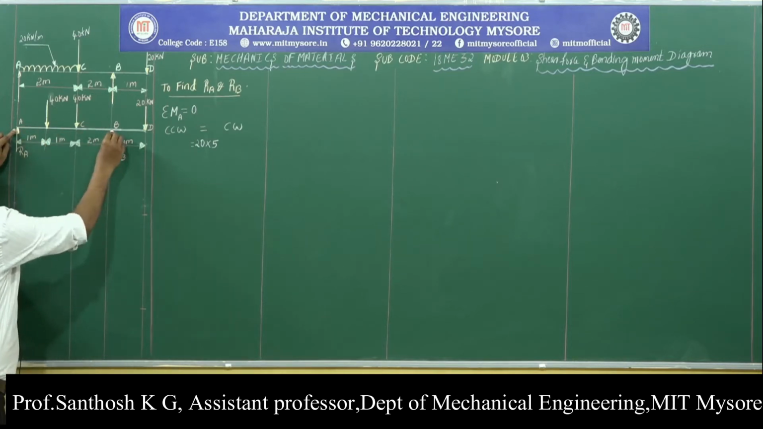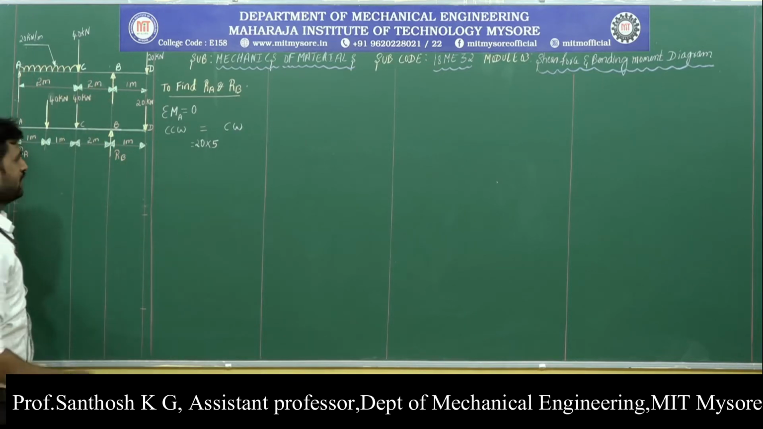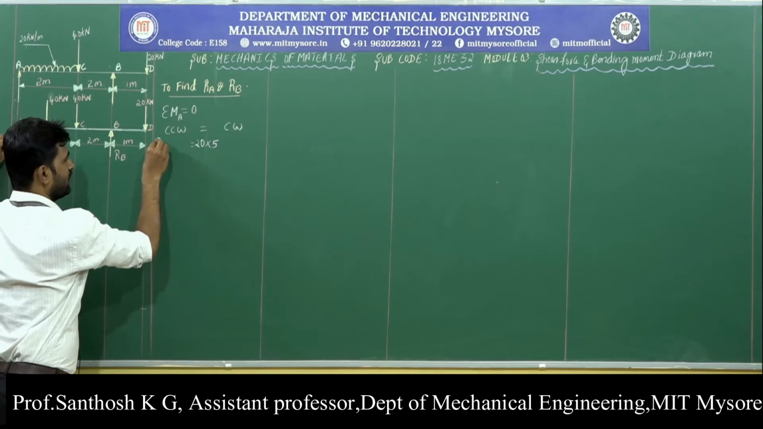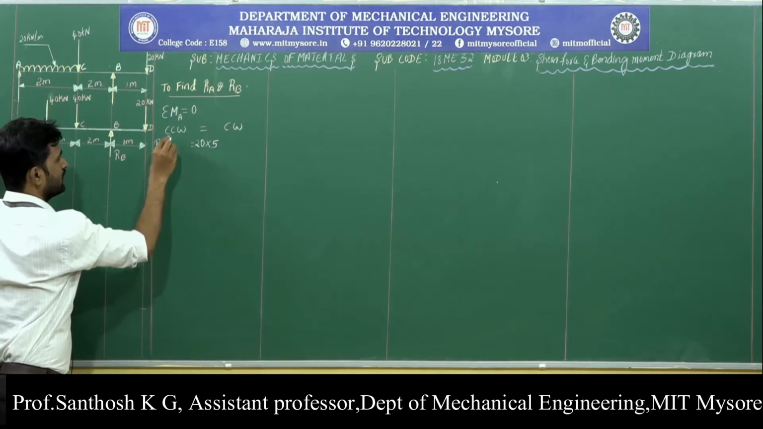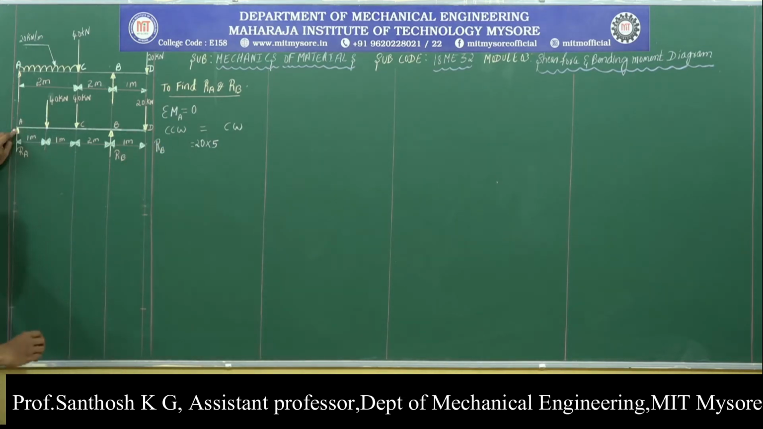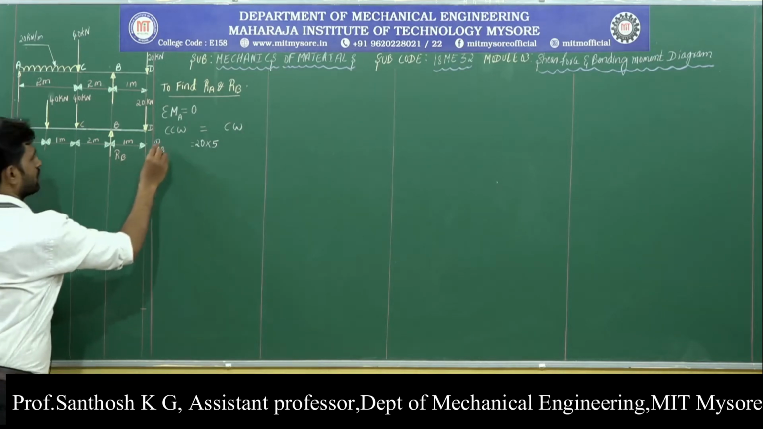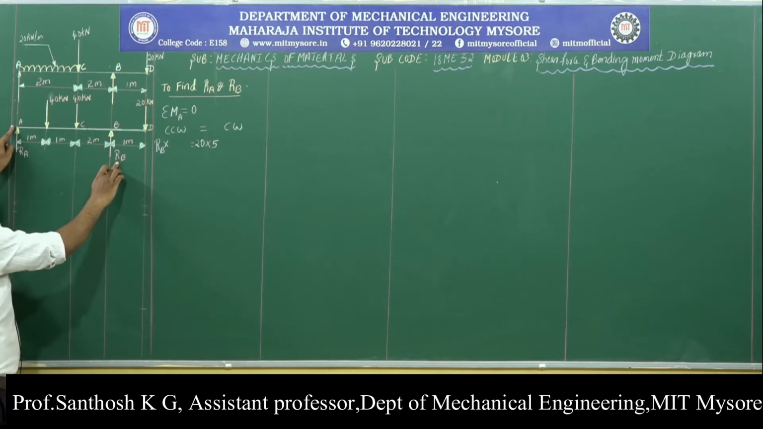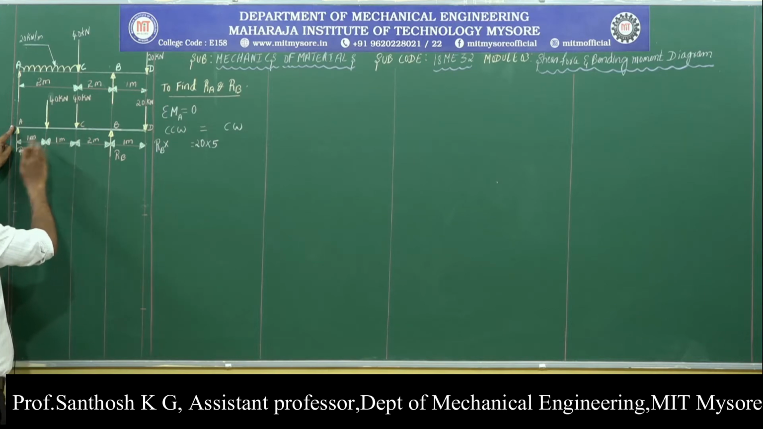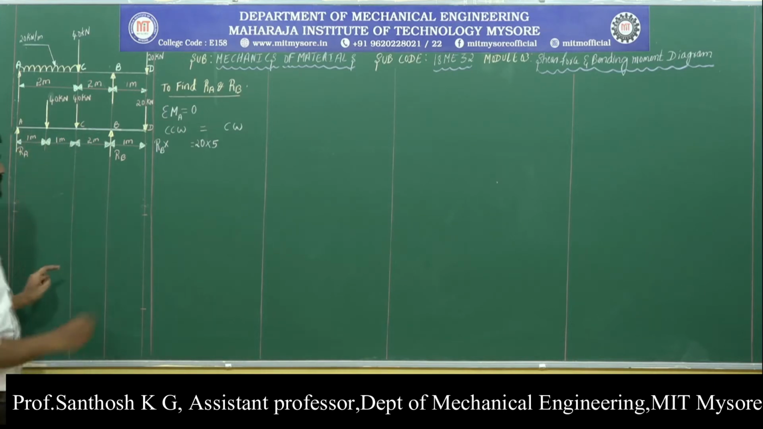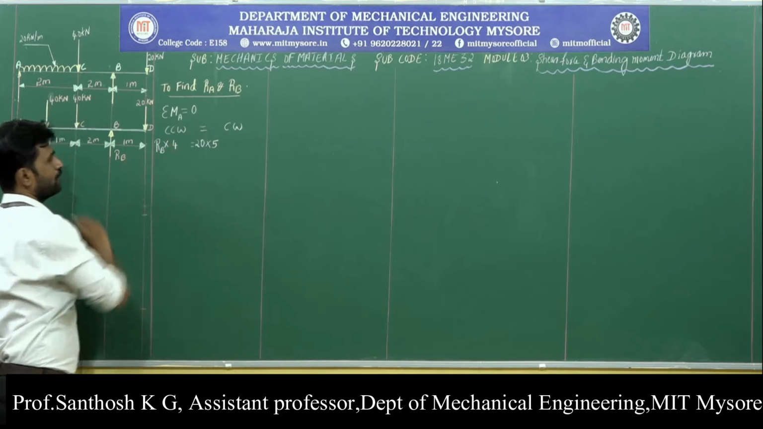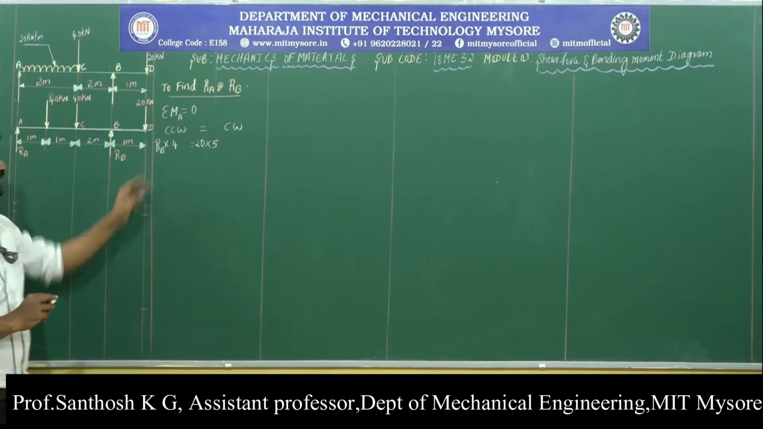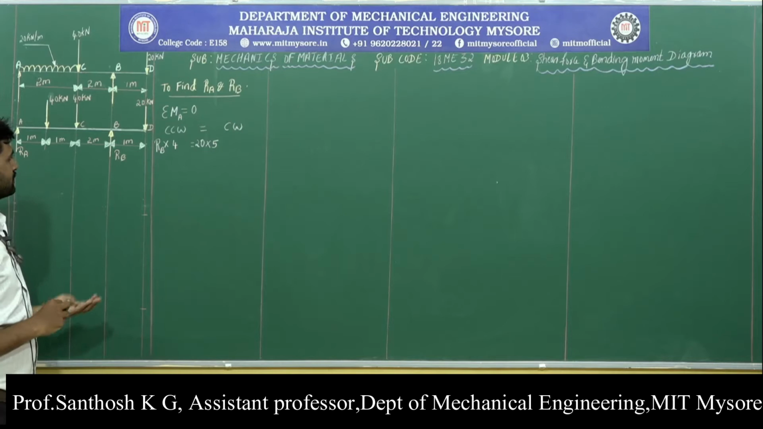Then we have the force RB at point B. This RB force is going to rotate the beam in the counterclockwise direction. As a result, we get the moment due to RB on the counterclockwise side. The moment due to RB equals RB into the distance of RB from point A. The distance is 2 plus 1 plus 1, so the total distance is 4. Therefore, RB into 4 creates a counterclockwise moment.